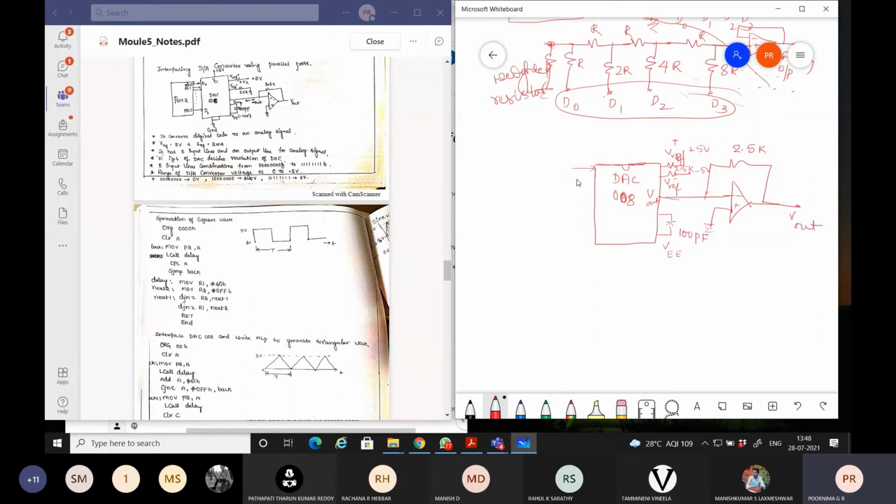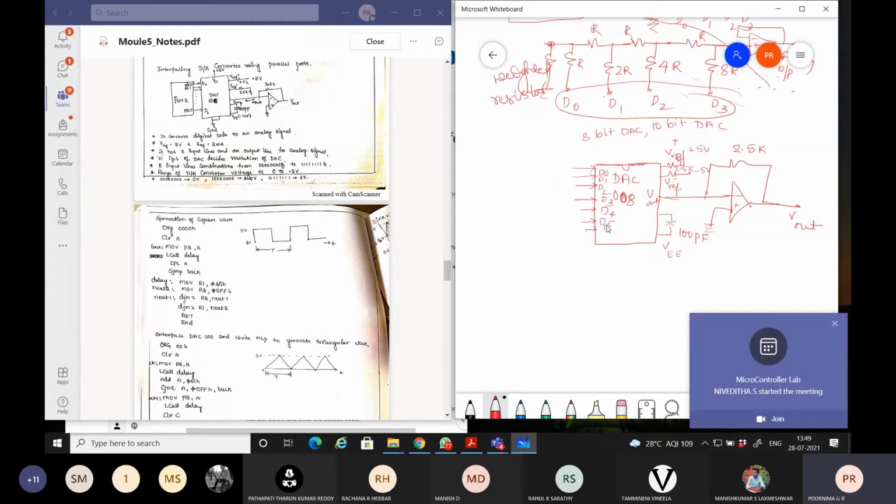That input should be of 8 bits, or sometimes you can see two different versions of DACs. An 8-bit DAC is available in the market, and a 10-bit DAC you can also see in the market. The DAC I am considering for my discussion in this particular class is the 8-bit DAC. So its inputs are D0, D1, D2, D3, D4, D5, D6, D7. These are the 8 input bits.